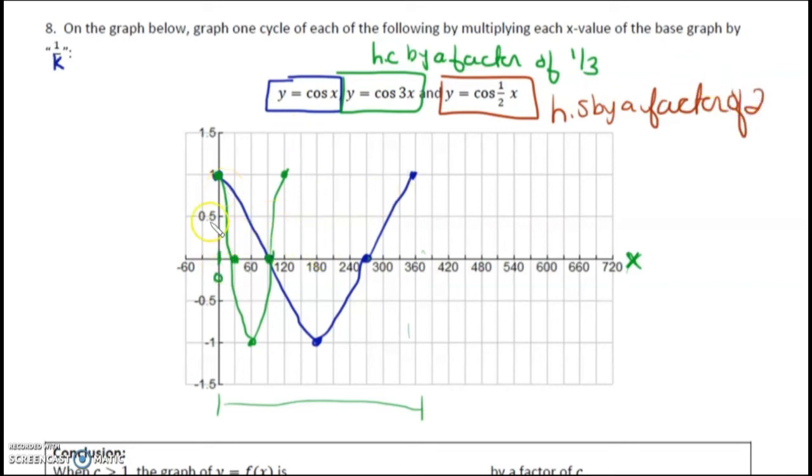Okay, so let's double everything. This one stays because it's 0. And then 90 doubles to 180. 180 doubles to 360. 270 doubles to 540. And 360 doubles to 720.